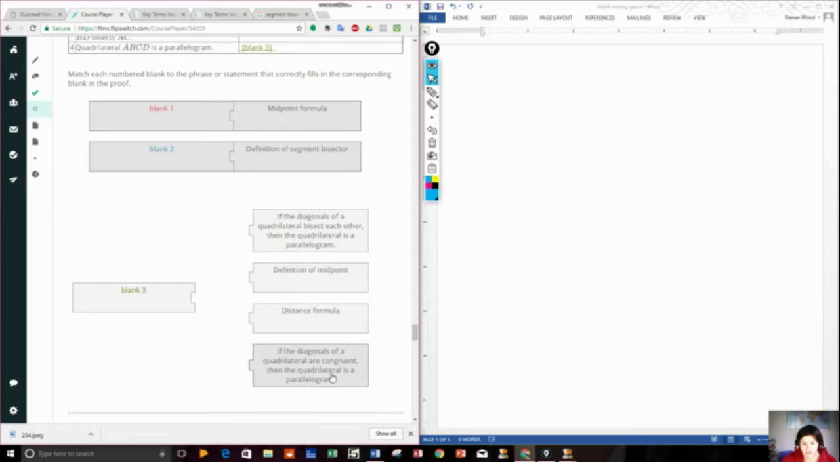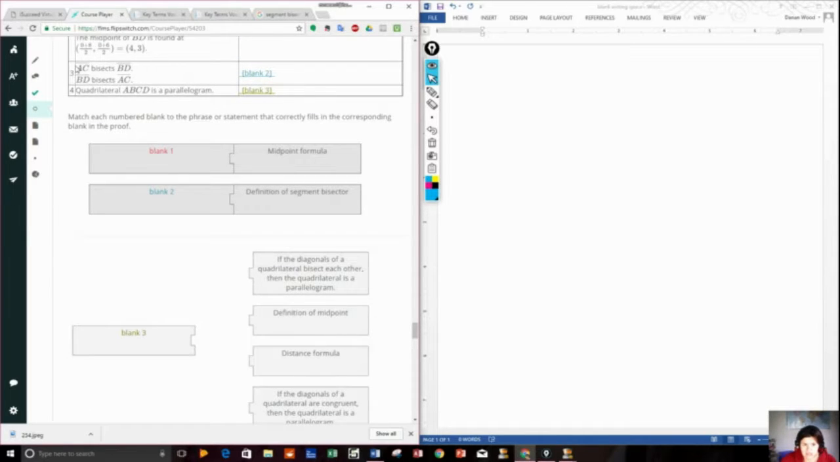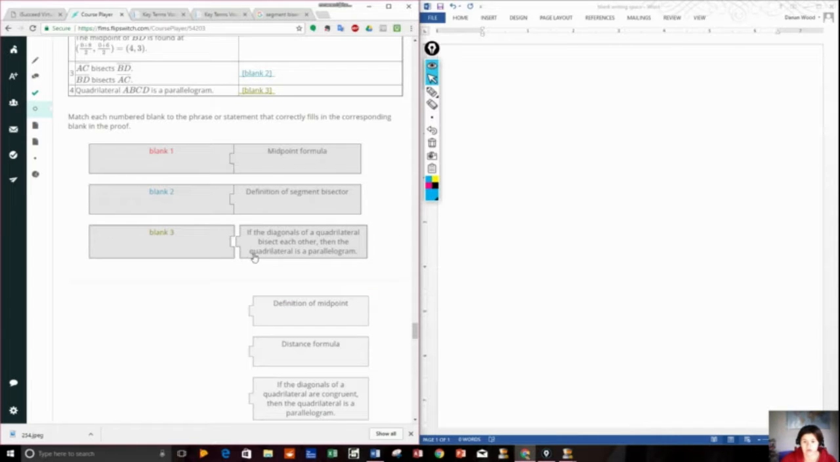Well, that may be true, but since statement 3 was talking about bisecting, we were proving using bisecting diagonals and not using diagonals that are congruent. So that's why I'm choosing that the diagonals of a quadrilateral bisect each other versus the diagonals of a quadrilateral are congruent, because statement 3 was using bisection.